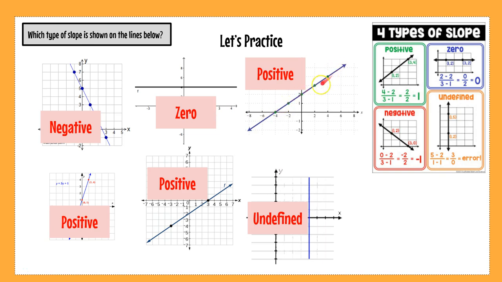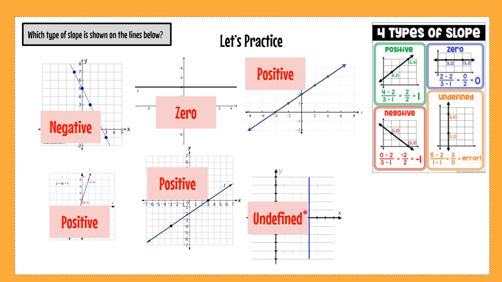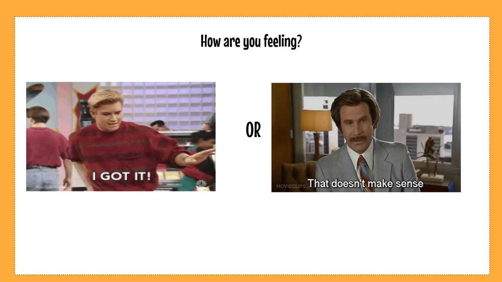Going up from left to right, I'm rising from left to right. That's positive. Here's another positive, and another positive here. And this is the undefined. Remember, I'm unable to ski that, so that is undefined. How'd you do? Hope you got those right. If you need a little more practice, make sure you look at some examples from the previous ones we've looked at so you can learn those four types of slope.